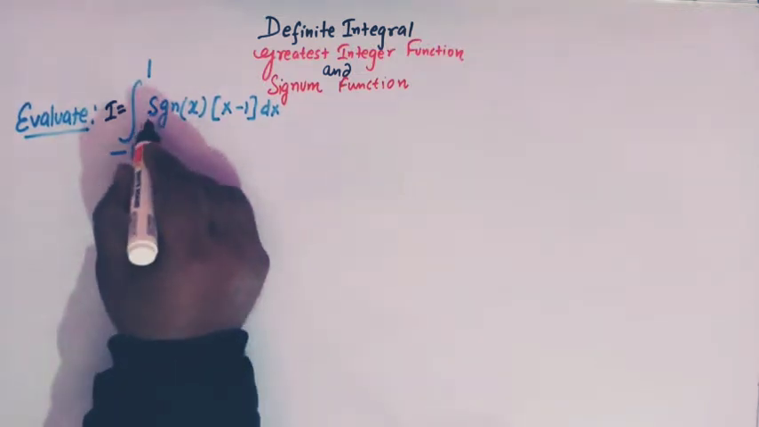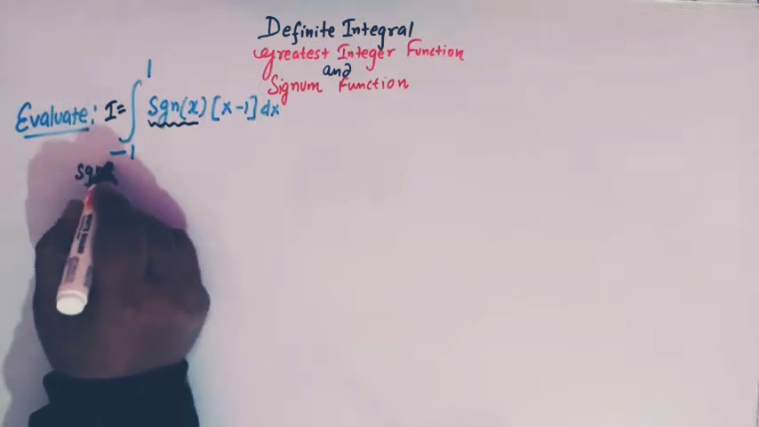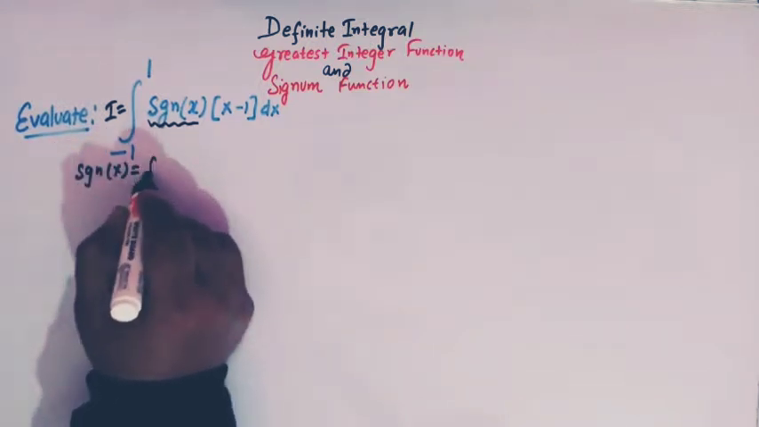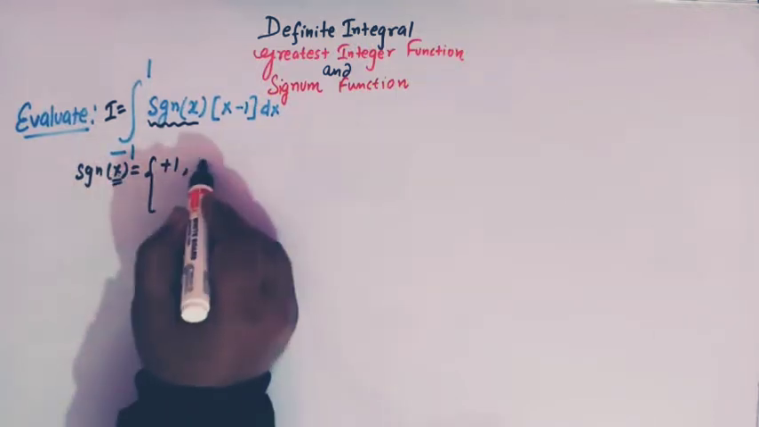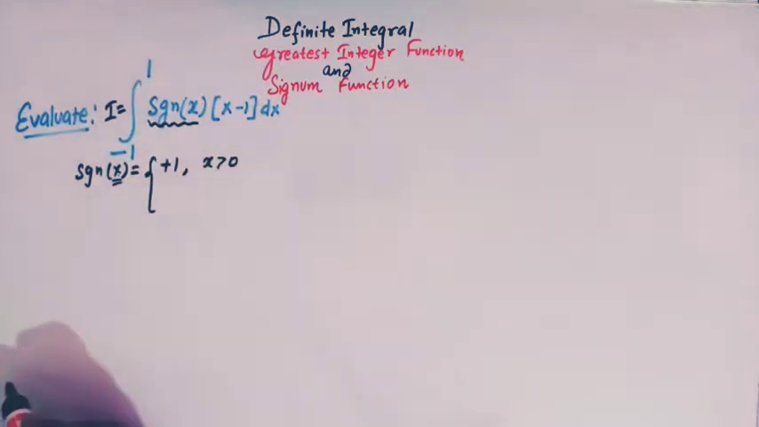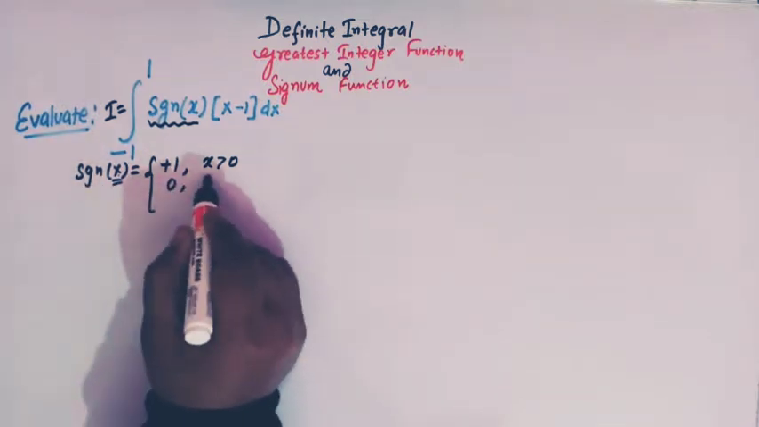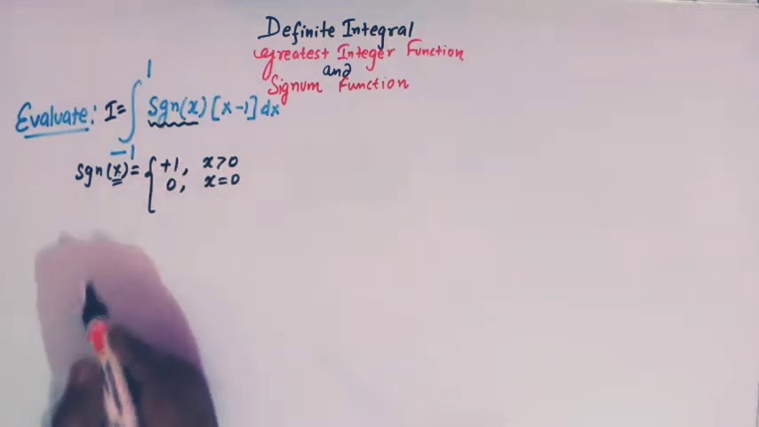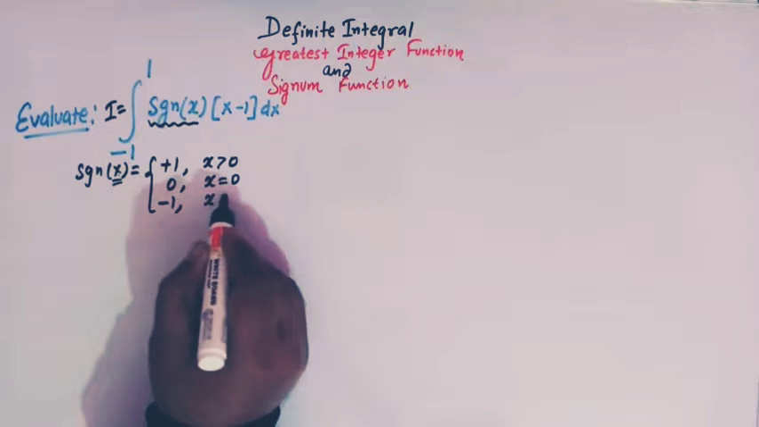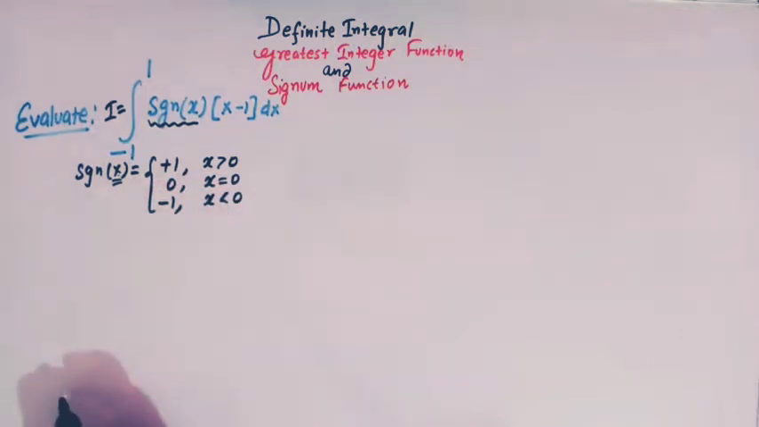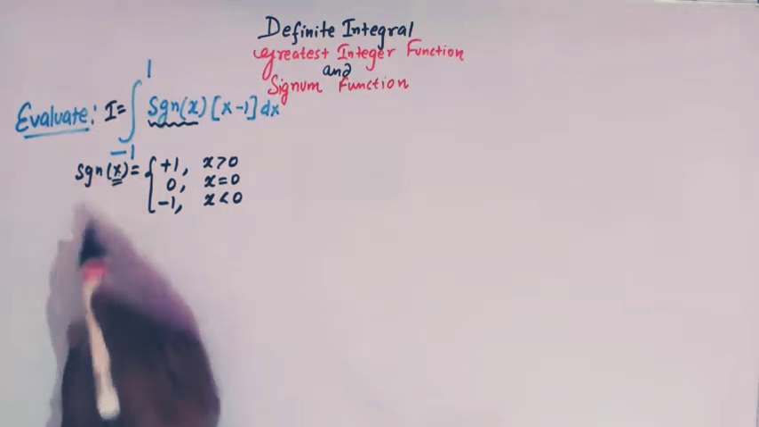Now let us first take this signum function. We know that signum of x is equal to plus 1 whenever x is greater than 0, and signum of x is equal to 0 whenever x is equal to 0, and signum of x is equal to -1 whenever x is less than 0. So this is the definition of signum function.